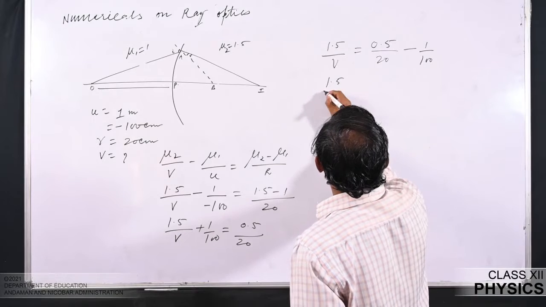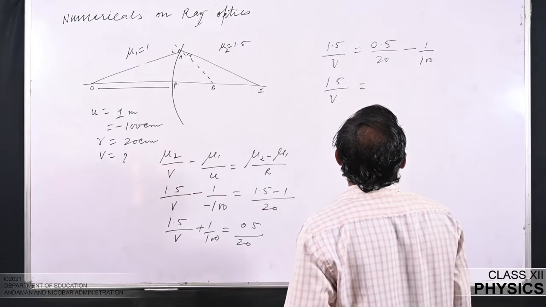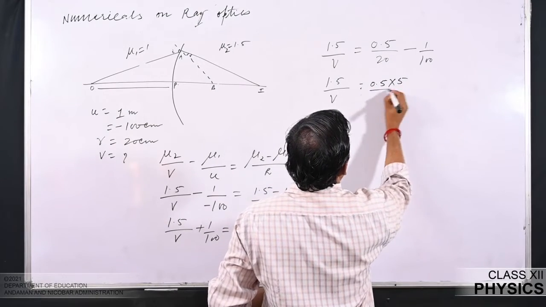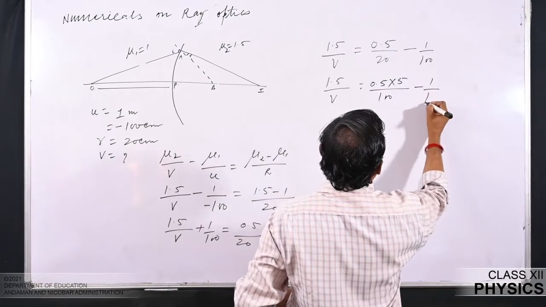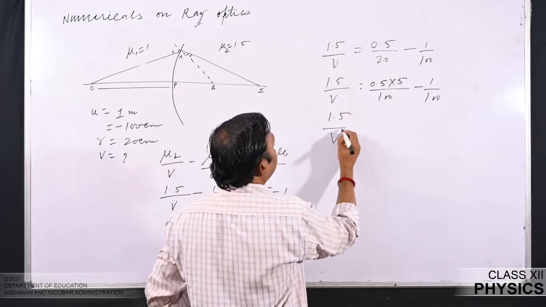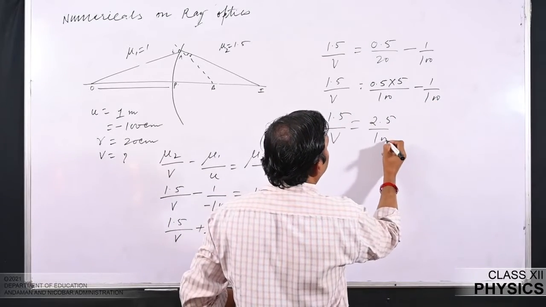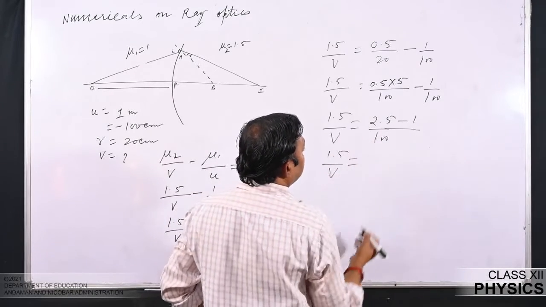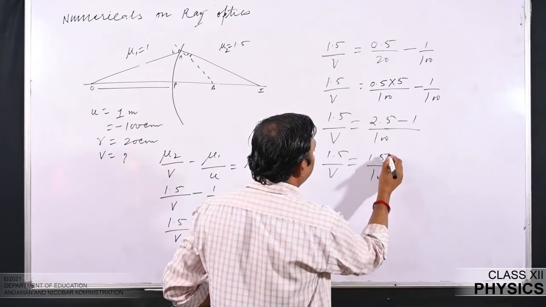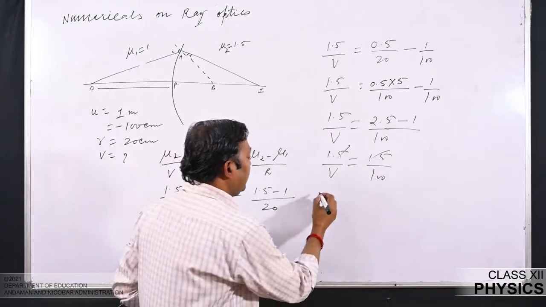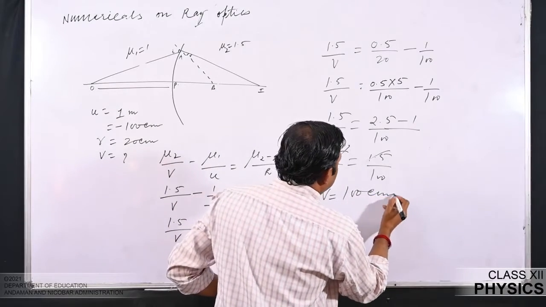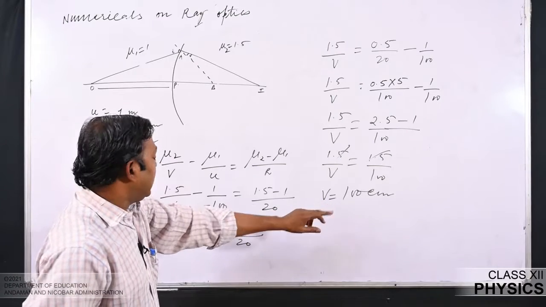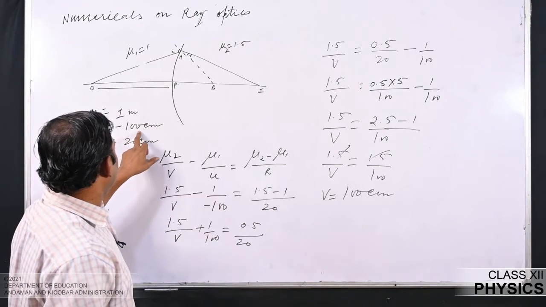So 1.5 by V is equal to, multiply this with 5, we get 0.5 into 5 divided by 100 minus 1 divided by 100. We get 1.5 divided by V is equal to 2.5 minus 1, that is 1.5, divided by 100. 1.5 cancels out and we finally get V is equal to 100 centimeter. So we got the image distance as 100 centimeter and the object distance is also equal to 100 centimeter.